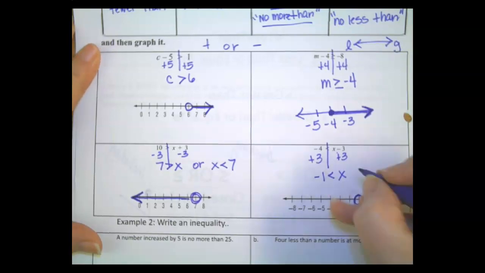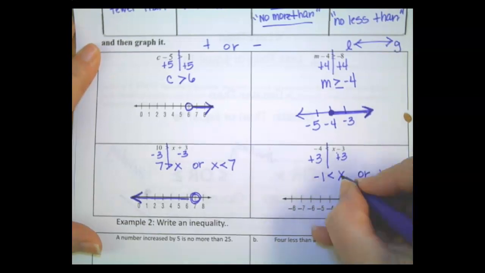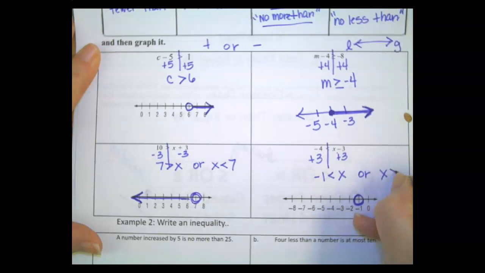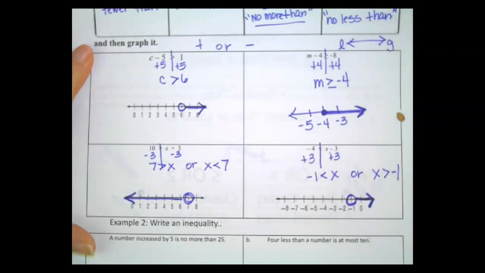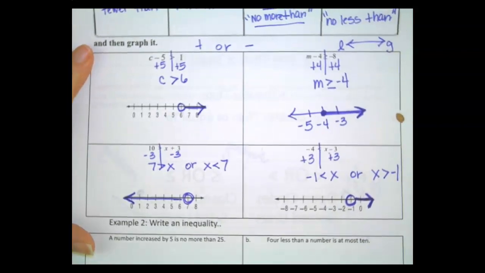Now I need to reverse this. I like my x first, so x, big side is going towards my x, if that helps, like that. What numbers are greater than negative 1? Going this way. And that's how you solve and graph.